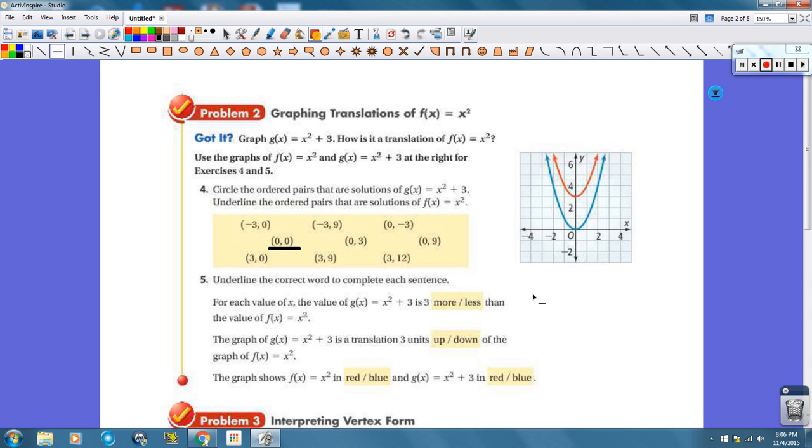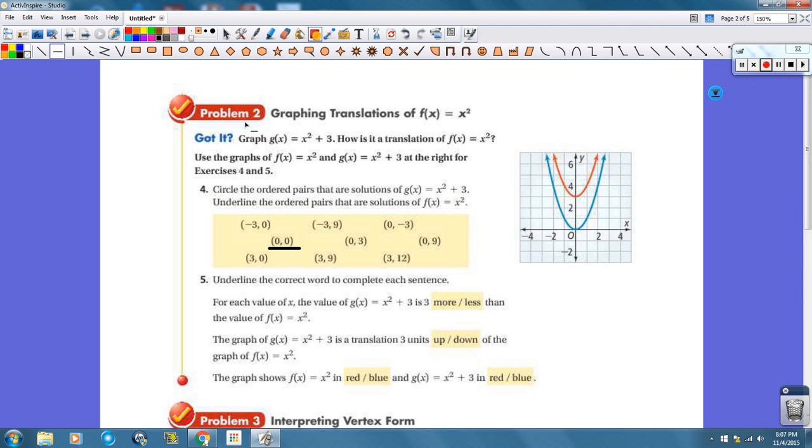Okay, so I think probably for me, if I were going to do this, I would put this function in, you can put both of them in, and then go to my table function and see which ones work. Okay, that's honestly what I would do. I do know that this vertex here is 0, 3. So I'm going to circle that one.